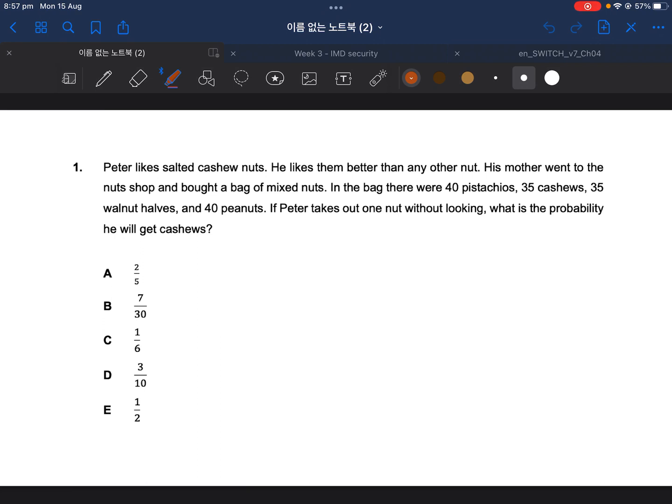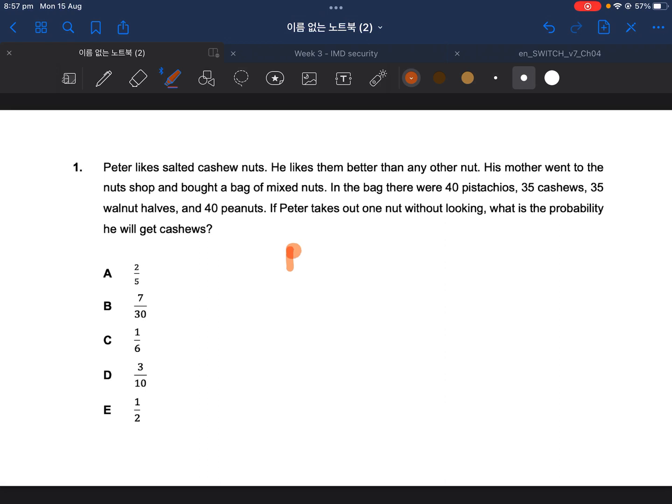Peter likes salted cashew nuts. He likes them better than any other nut. His mother went to the nut shop and bought a bag of mixed nuts. In the bag, there were 40 pistachios, 35 cashews, 35 walnut halves, and 40 peanuts. If Peter takes one nut without looking, what is the probability that he will get cashews? Now, a reminder that all these different types of nuts are in one bag.